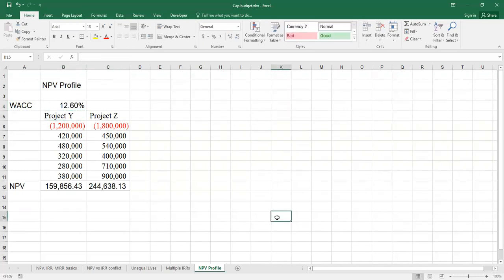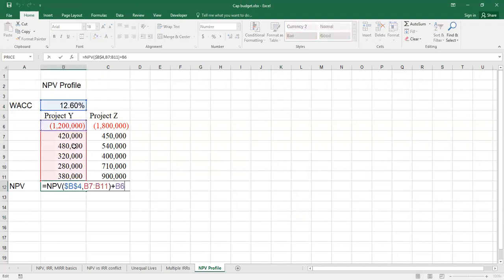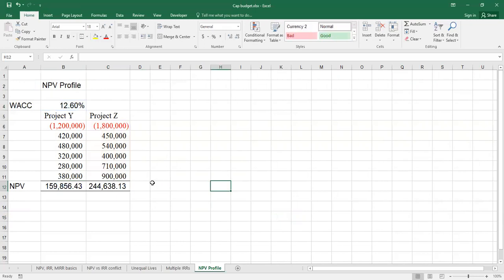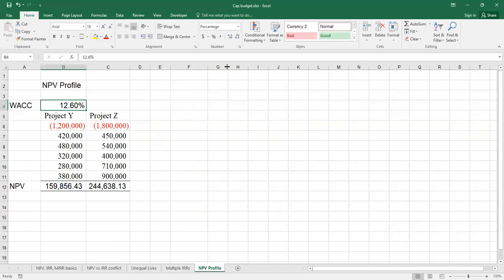So our decision was use B7, B6. Ang decision natin si Project Z. Paano kung magbabago yung WACC? So, gawan ulit natin ng data table, no?